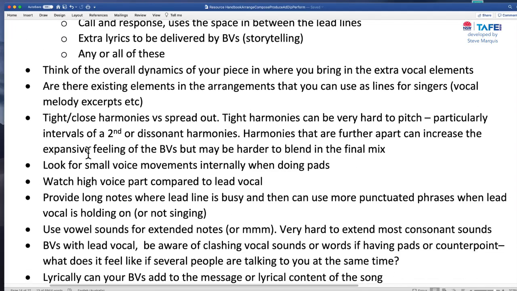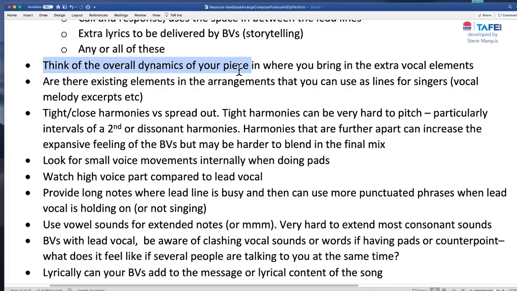As an arranger, and again this applies to any sort of section work, think of the overall dynamics of the piece when you're going to bring backing vocals in, because you're going to get a huge lift out of introducing extra vocal elements or any extra section elements. So is that the appropriate place in your song to bring that lift in?